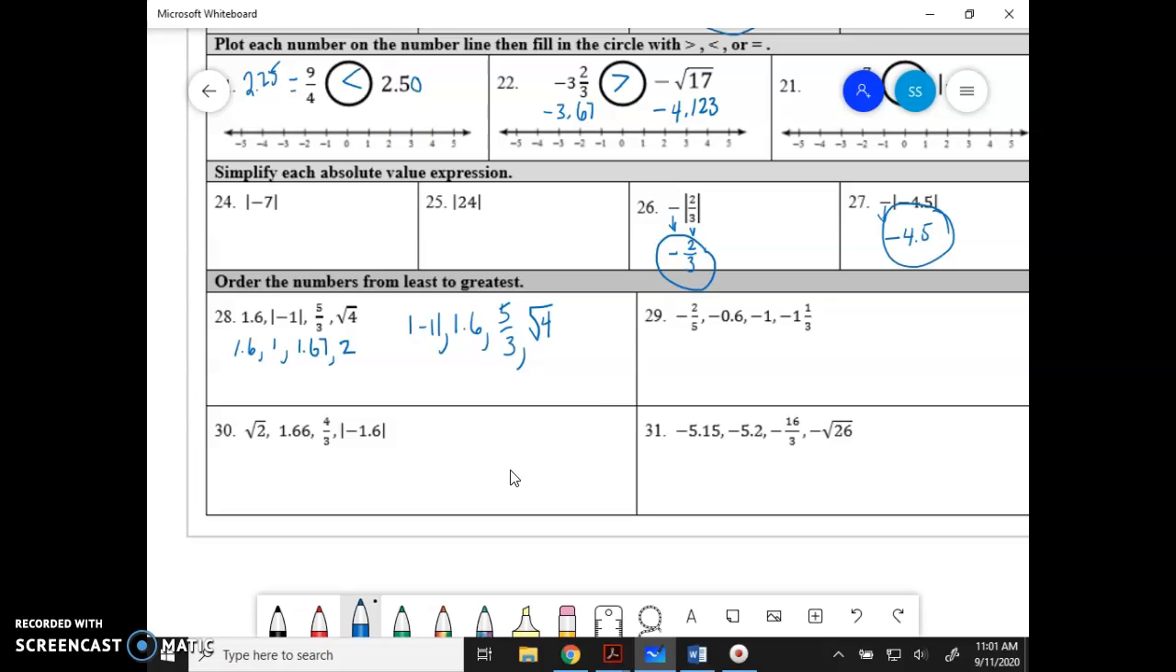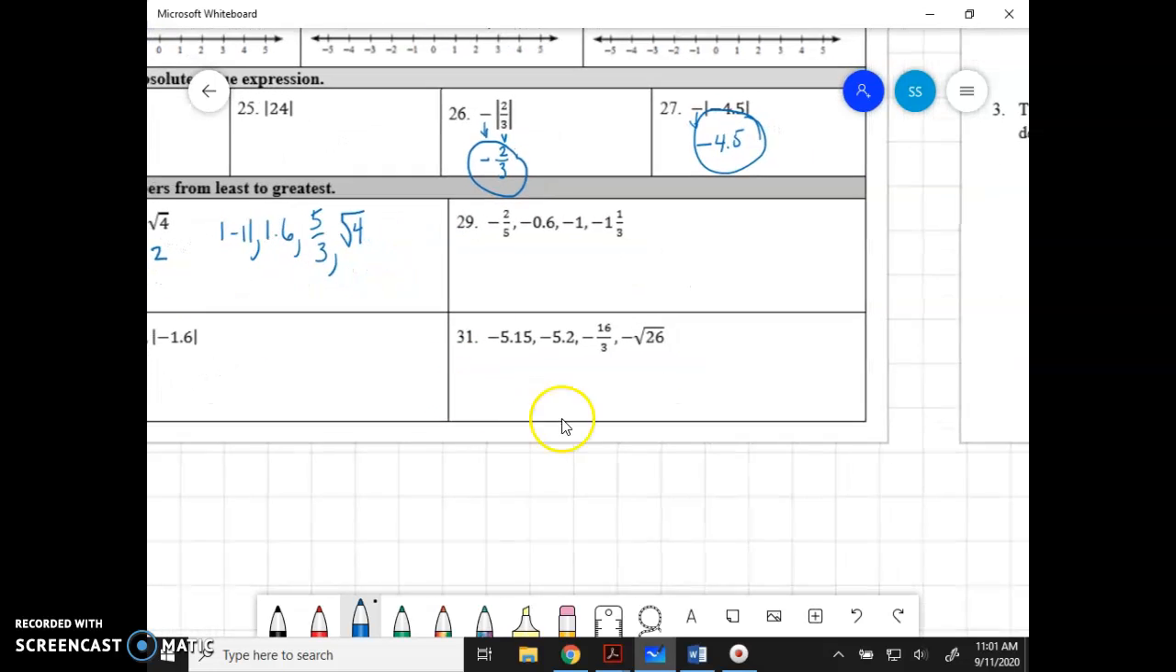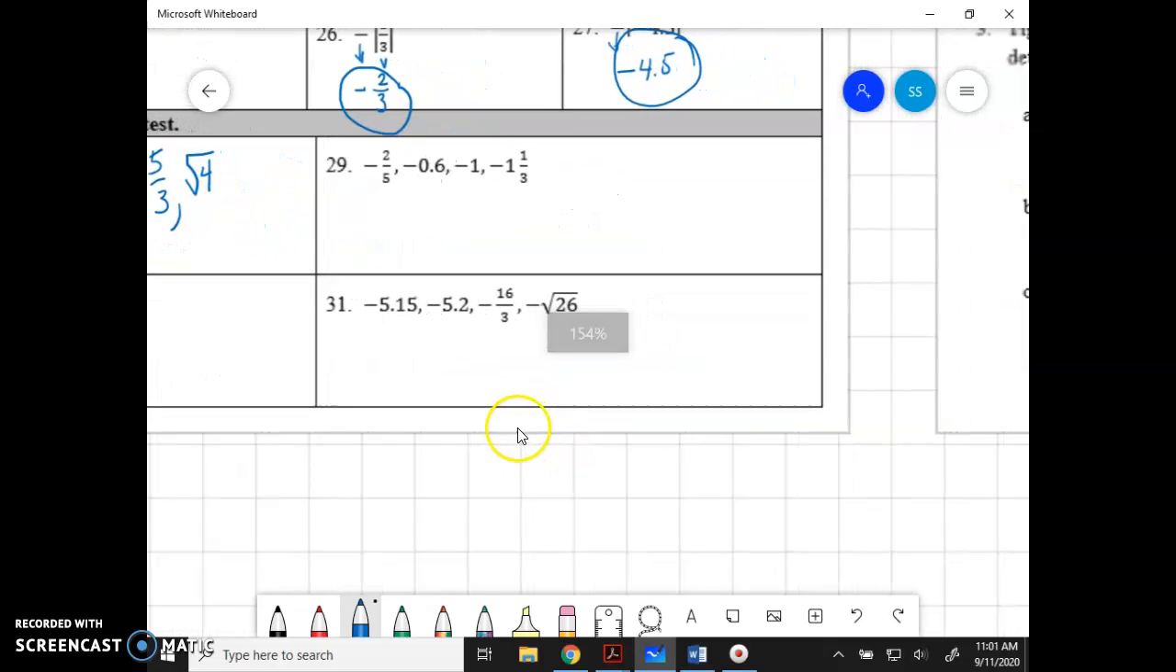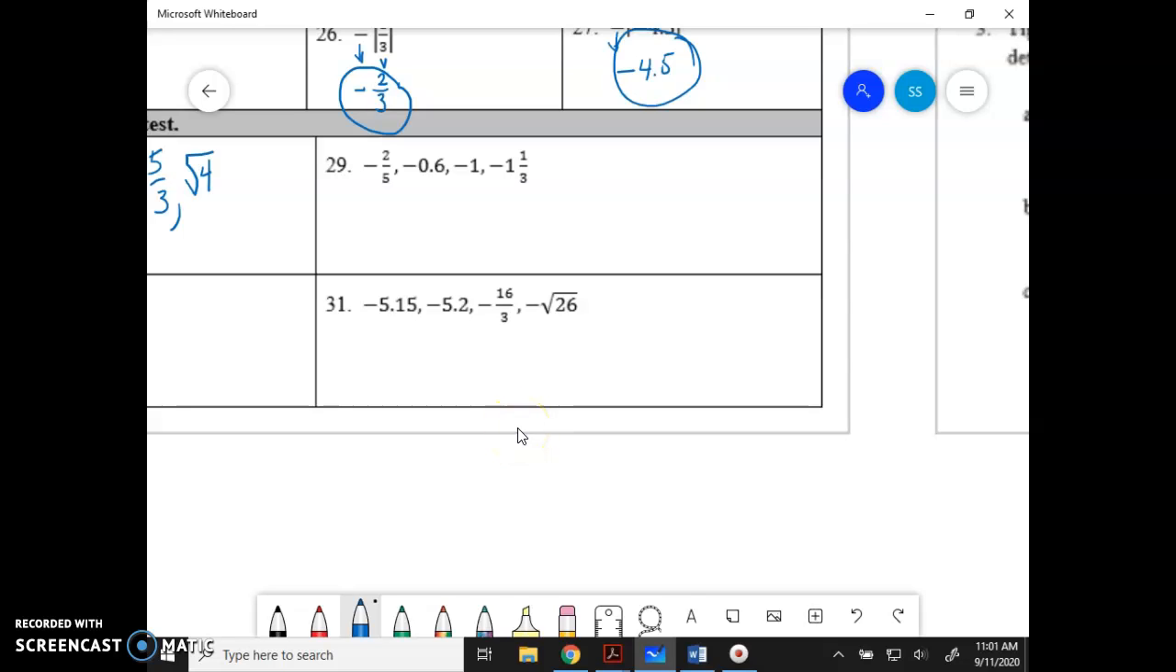Why don't I do 31 next? Because we get some negative numbers. Okay, let's see. So these ones are already decimals, so that's kind of nice. All we have to do is convert these to, let's just divide 16 by 3 and just know that the answer is negative. So we get 5.333. So I'm just going to write 5.33.